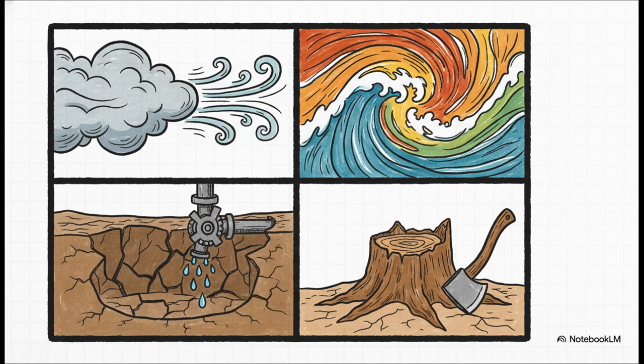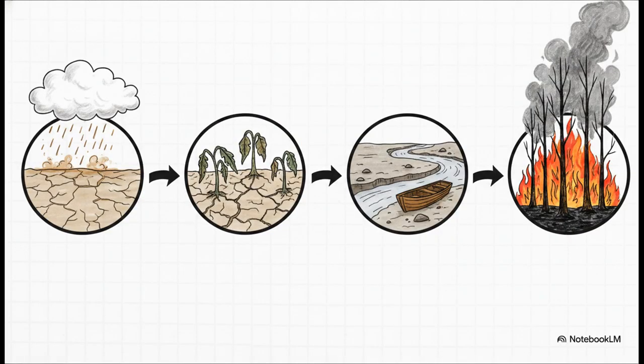But humanity plays a huge role here too. Things like excessive groundwater extraction, sweeping deforestation, and of course, climate change, fundamentally altering these global patterns, making the whole situation much, much worse. Droughts also evolve through these distinct compounding stages.